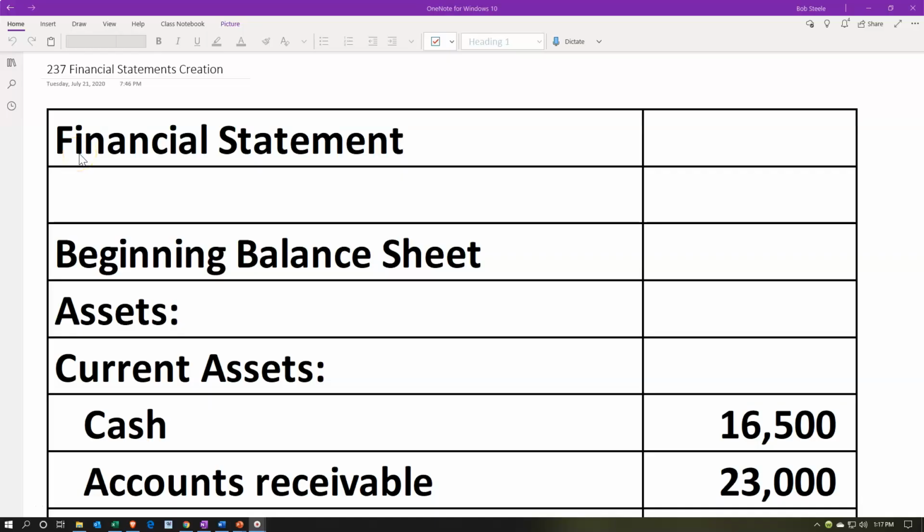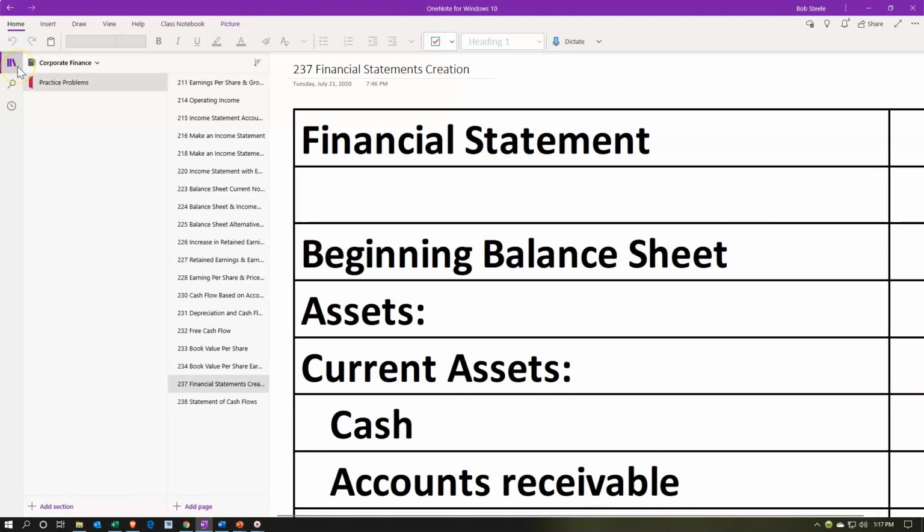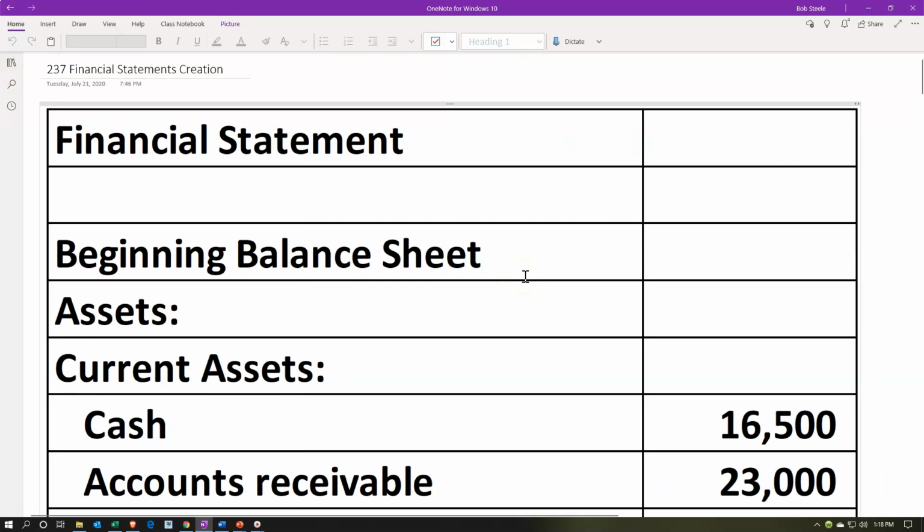Here we are in OneNote. If you would like to follow along in OneNote, you're not required to do so, but if you have access and would like to, we're in the 237 Financial Statement Creations and the Practice Problem tab. Closing this back up, we're going to have our information up top.